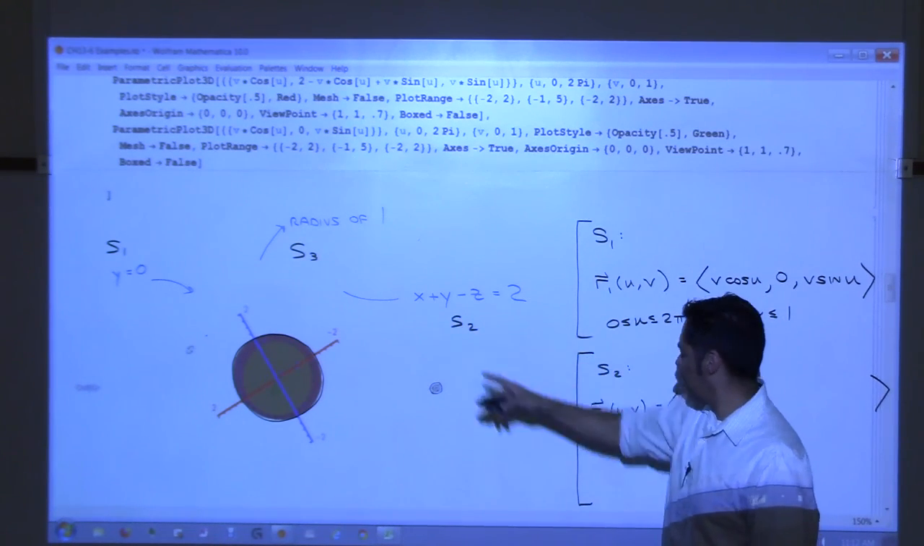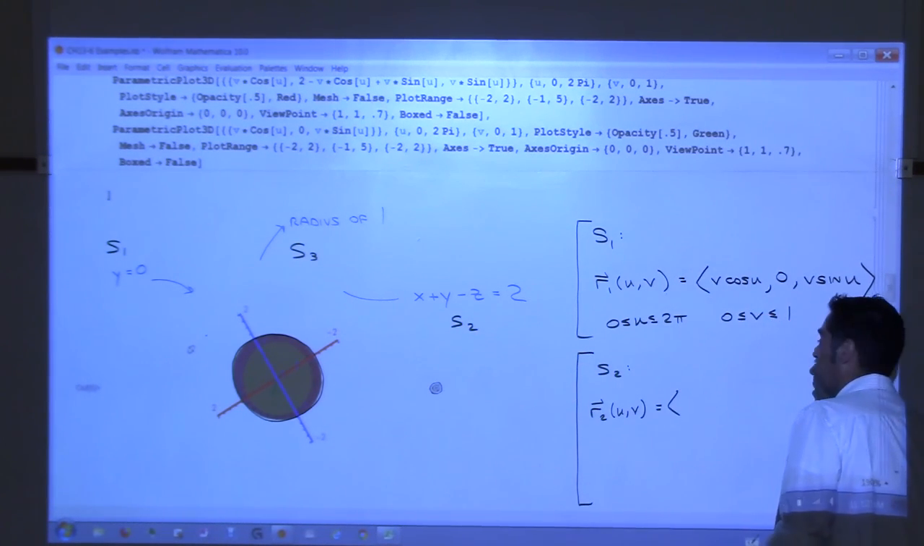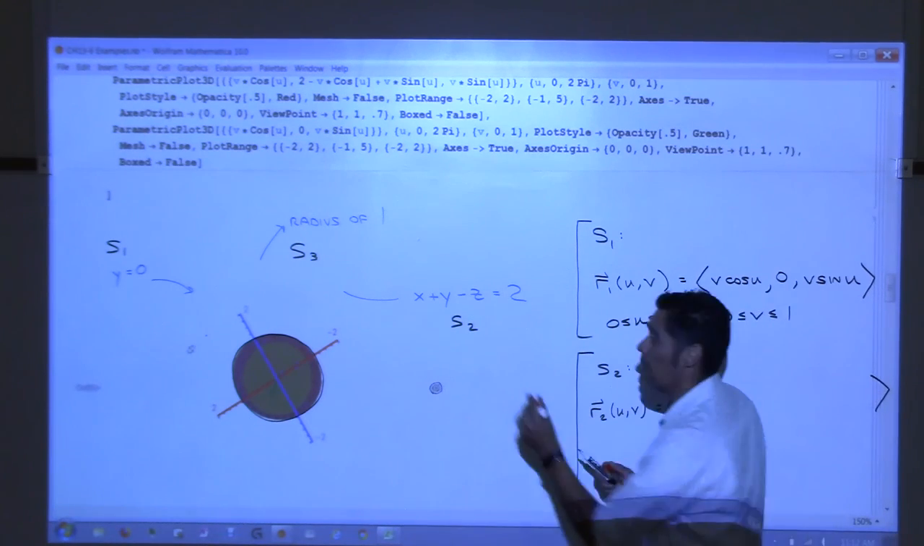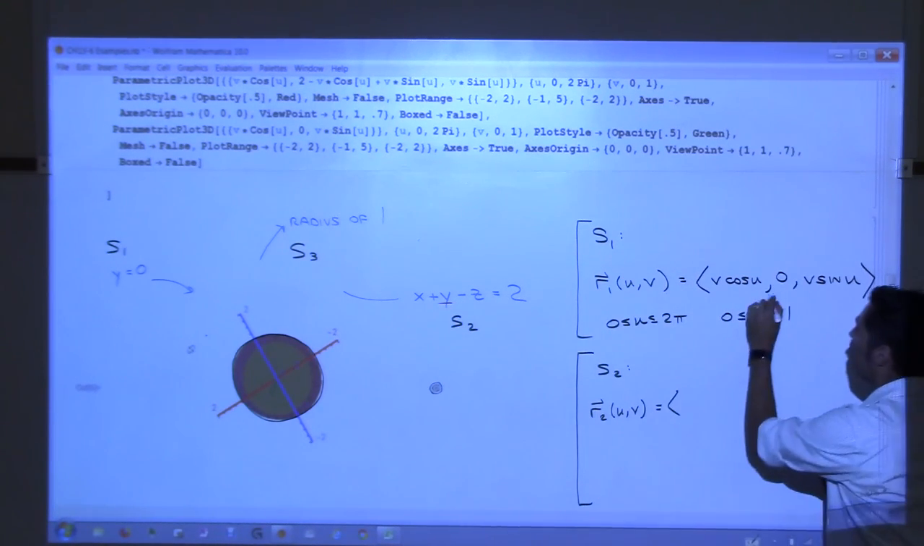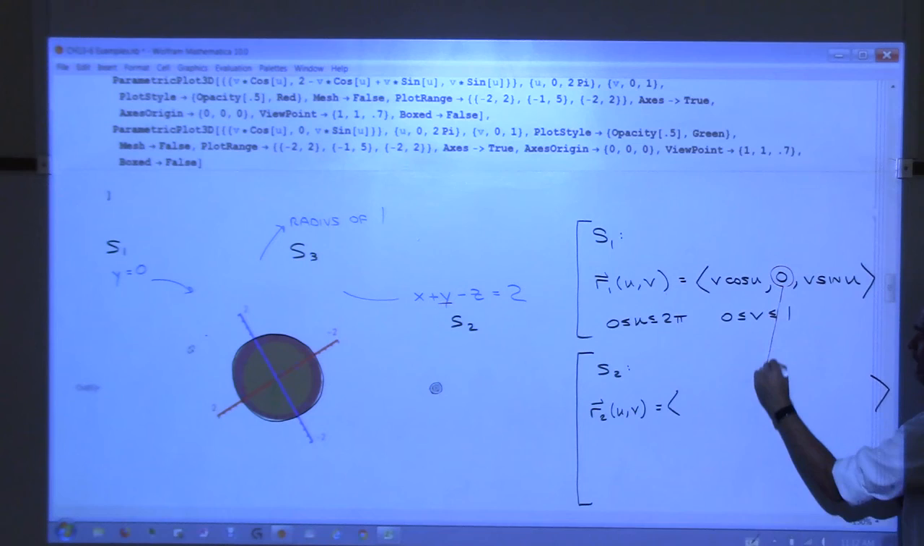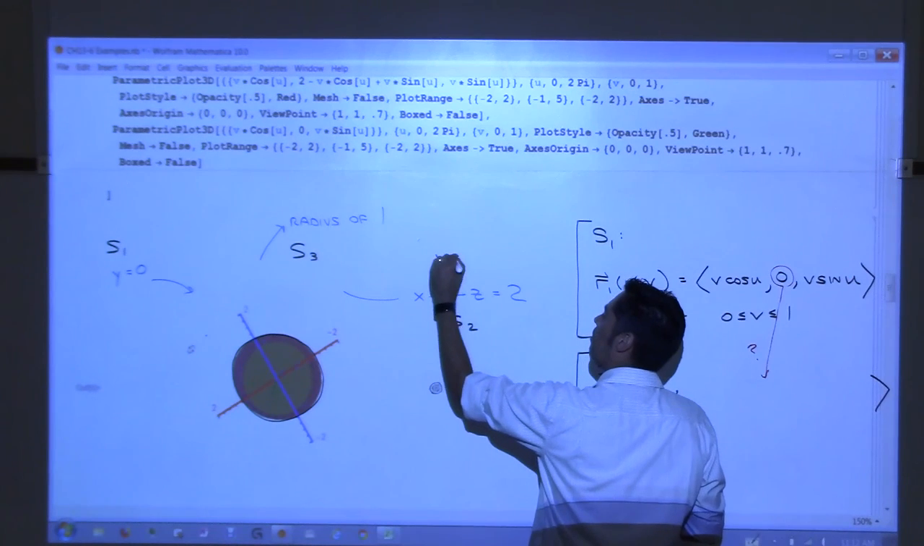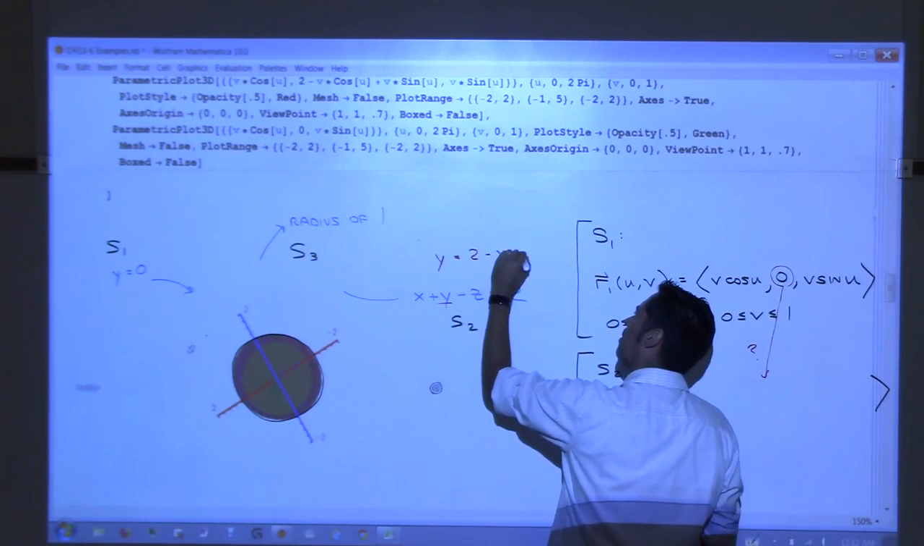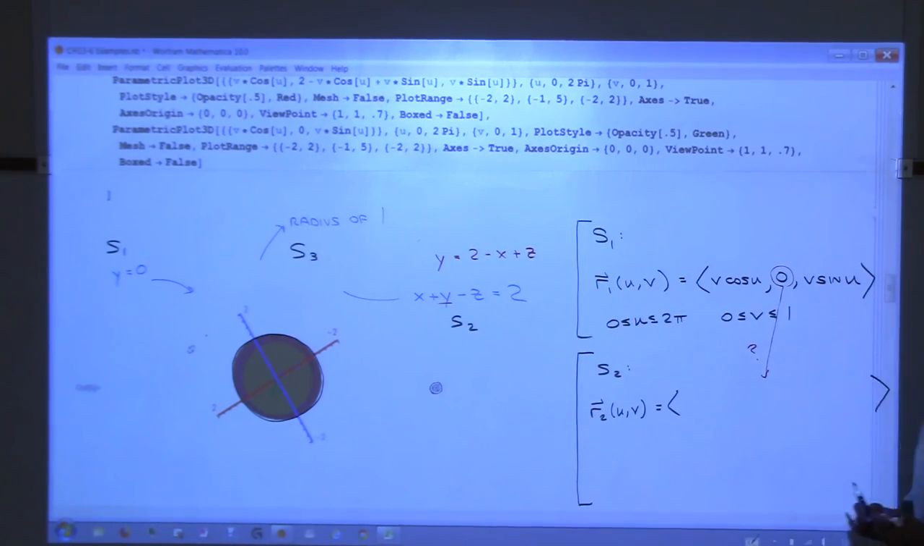So what are we interested in? What part of it are we interested in? The y, right? We want to know what the y is, because the y used to be 0, but now it's going to be something else, right? And if I solve that equation for y, I would get y is equal to 2 minus x plus z. Agreed? Okay, so let's go back down here.